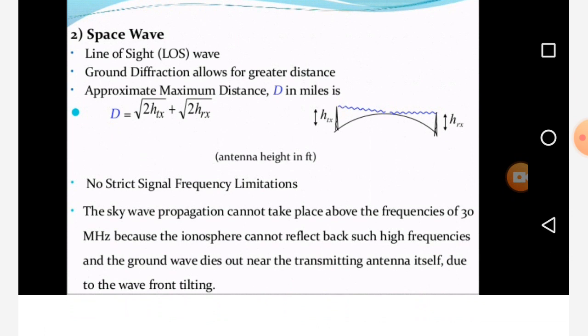The ground wave propagation cannot take place above the frequency of 30 megahertz because at such high frequencies the ground wave dies out near the transmitting antenna itself due to the wavefront tilting.